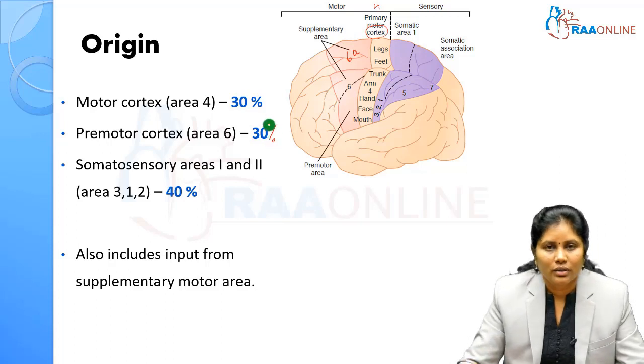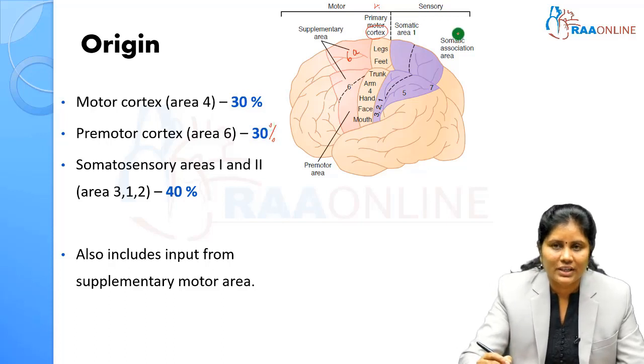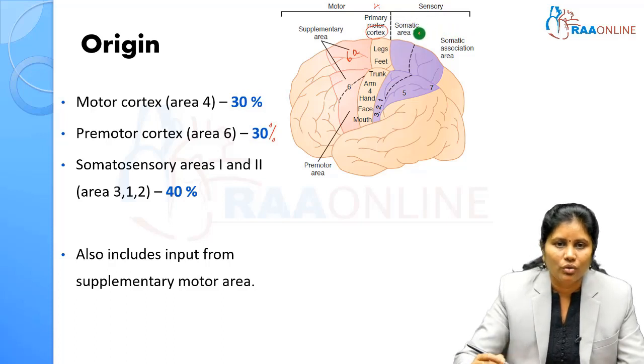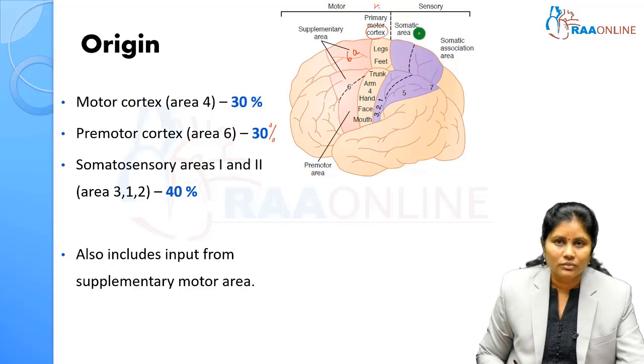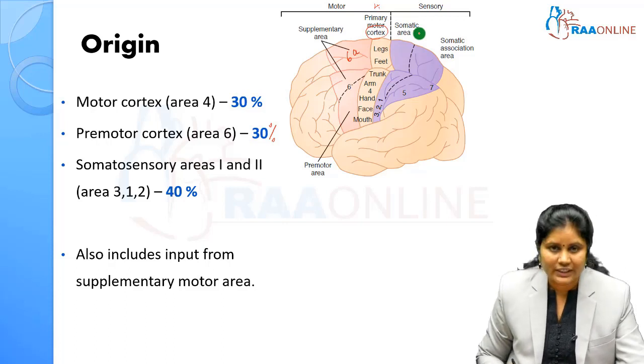of corticospinal fibers. But the majority of the corticospinal fibers get their contribution from the somatosensory area, that is areas 3, 1, 2 and 40, almost 40%. So this is the major share for the origin of corticospinal tract fibers.